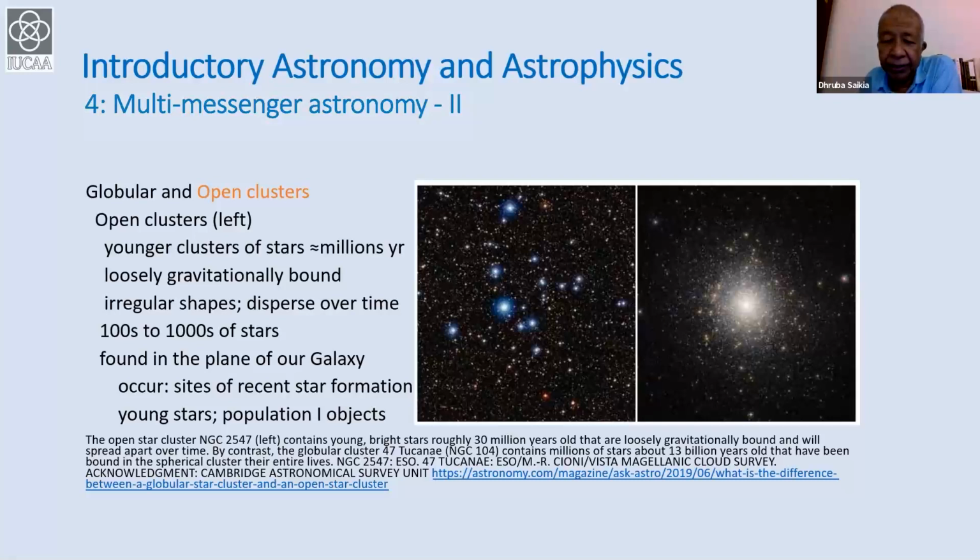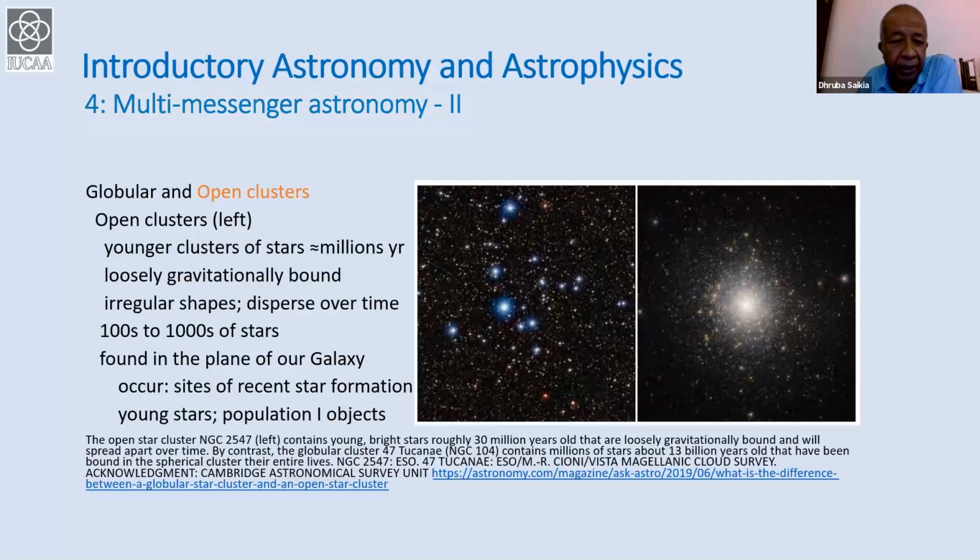They're typically millions of years old, okay? And they're loosely gravitationally bound. They have irregular shapes. And as they move around, because we'll later see when we look at our galaxy that the stars move around in a spiral galaxy, just as our sun also moves around the center of our galaxy, they could disperse over time. The stars at the outer edges will disperse earlier than the ones which are more tightly bound, but they will disperse over time.